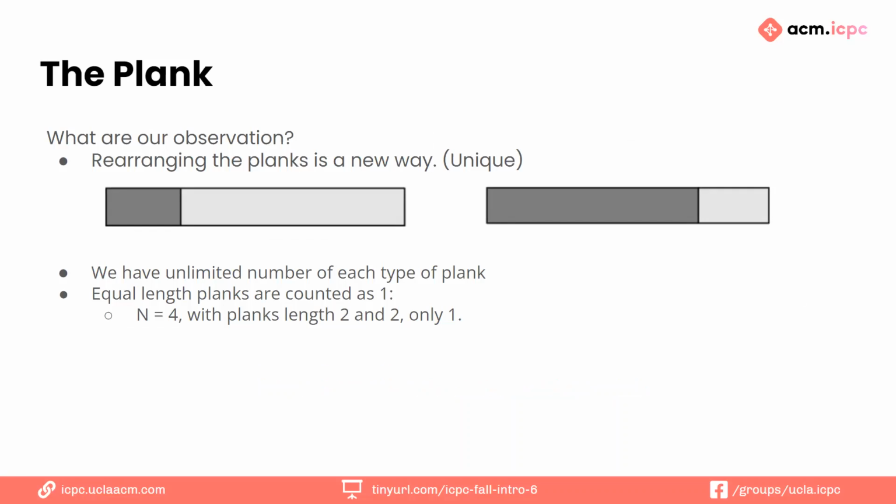So we know that rearranging the planks is a new way. We also know we have an unlimited number of each type of plank. So also equal length planks are counted as 1. So for example, if you had n equals 2, then 1, 1 is the same as 1, 1.